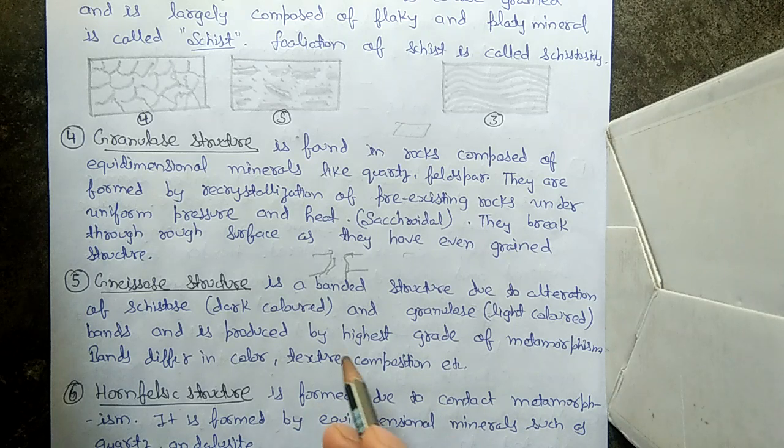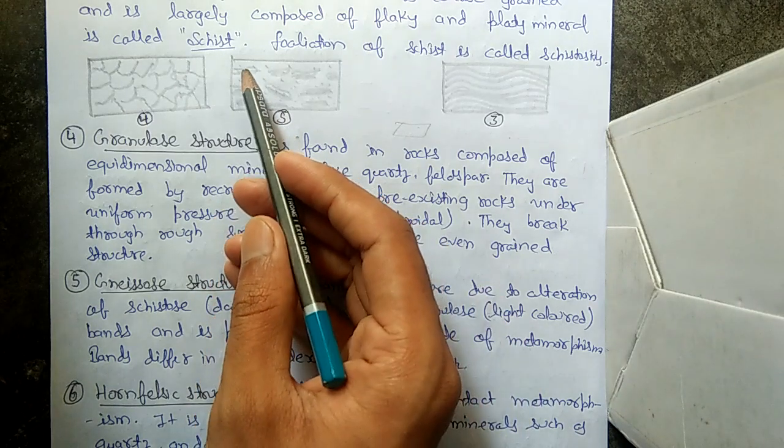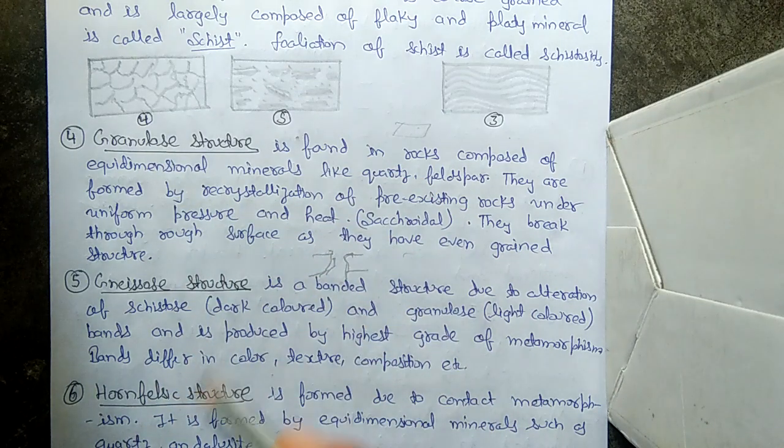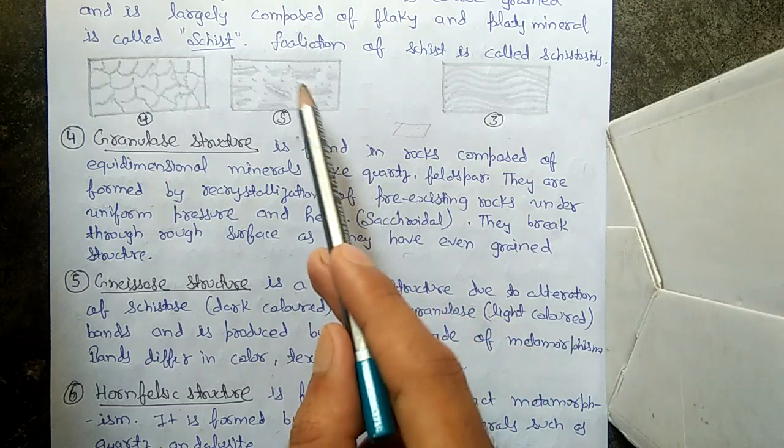Alternation of cystose and granulose means dark colored minerals and light colored minerals. Alternation means first there is a dark colored mineral, then a light colored mineral, then dark, then light, means after a gap of one. So it is a banded structure due to alternation of dark colored and light colored bands, and is produced by the highest grade of metamorphism. 80 to 90% metamorphism takes place in this structure. Bands differ in color, texture, composition, etc. Okay, so this structure is called gneiss structure, and you can see the diagram here.